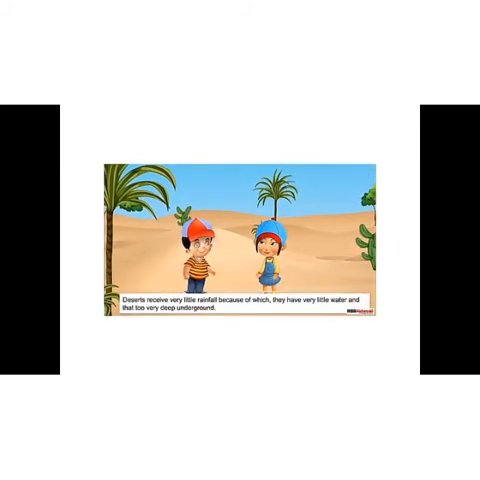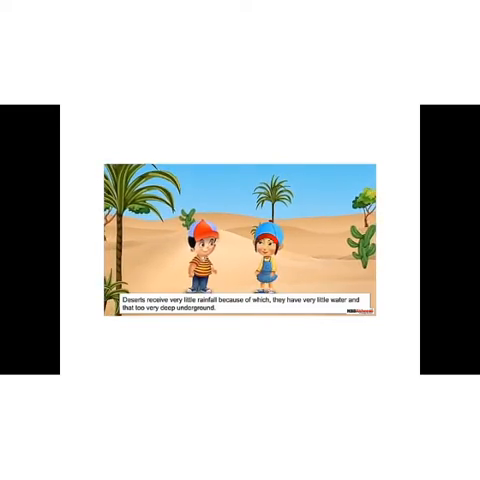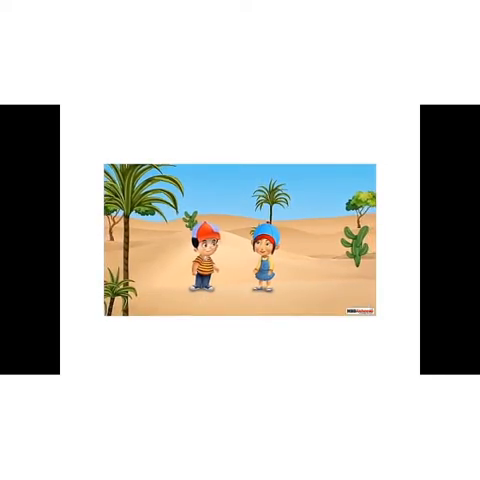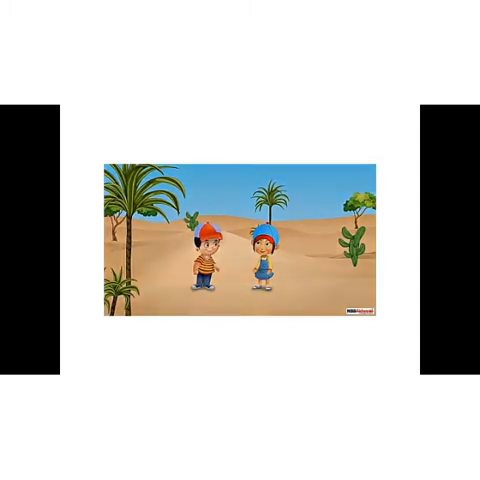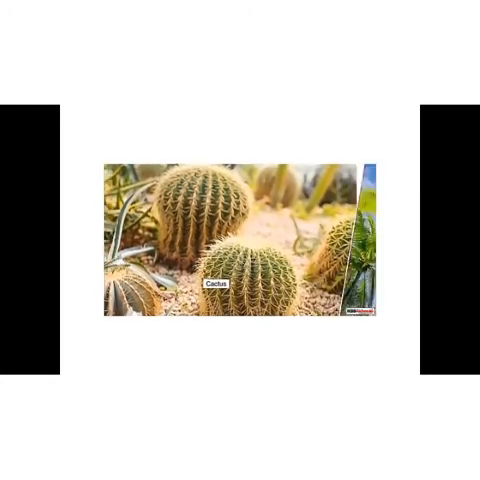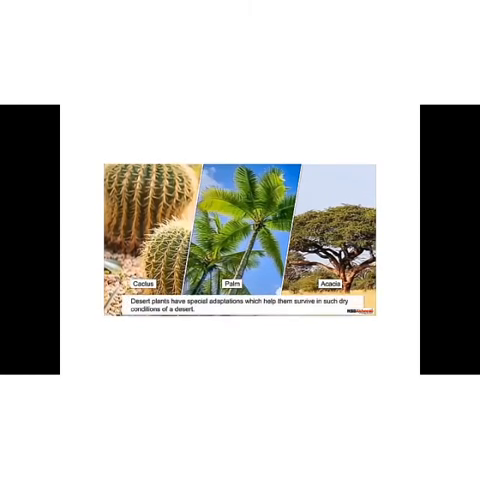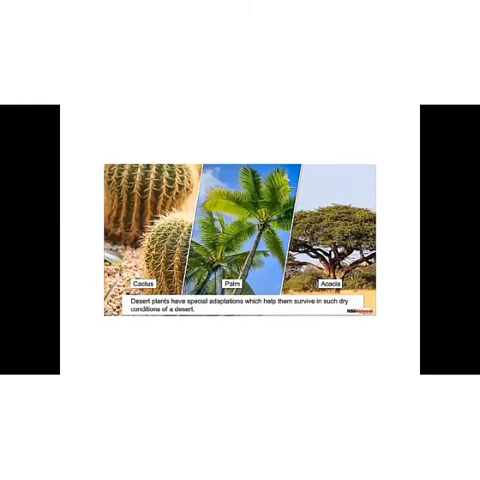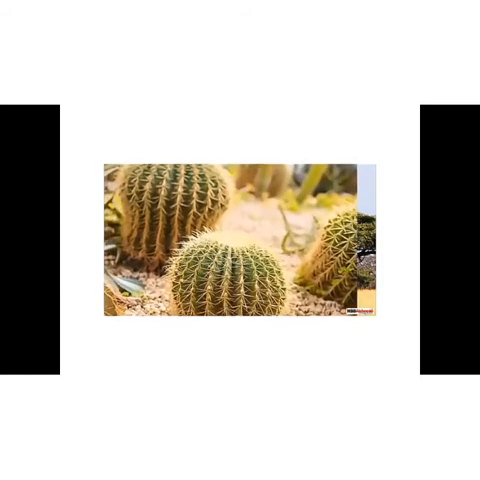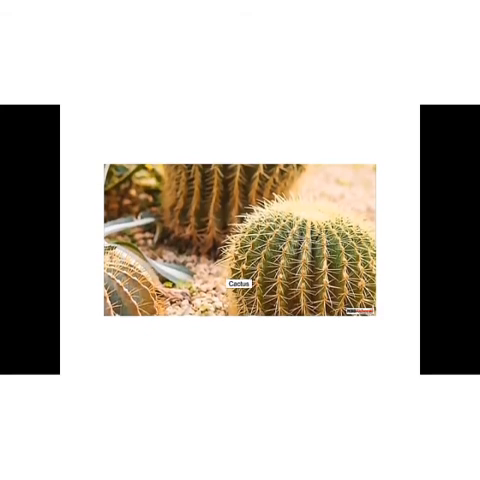Kids, the deserts receive very little rainfall, because of which they have very little water, and that too very deep underground. In spite of such scarcity of water, deserts do have plants. Are you wondering how these plants survive in deserts? Cactus, palm, and acacia are the most common plants found in deserts. These desert plants have special adaptations, which help them to survive in such dry conditions of a desert. Let's discuss these adaptations by considering the example of a cactus plant.